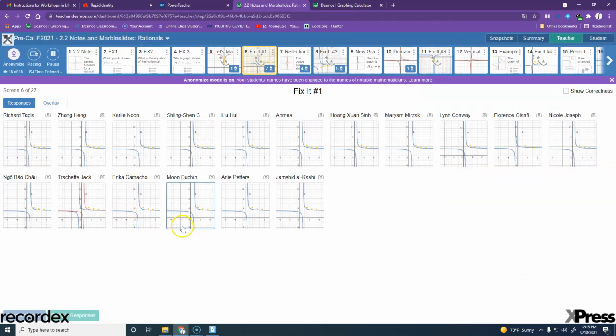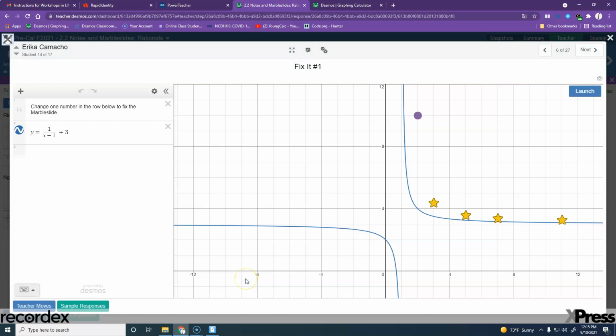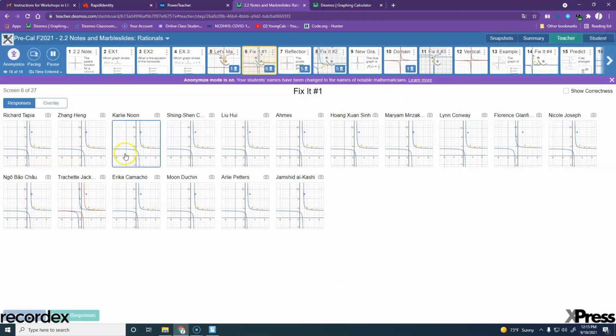Let's see. Erica here, though, just changed it to a minus 1. It still worked. Right, so with these, it's got a little bit of play there, but you probably had to change it to something around negative 1 there. Okay, and that, of course, moved it to the right. Questions on that one?